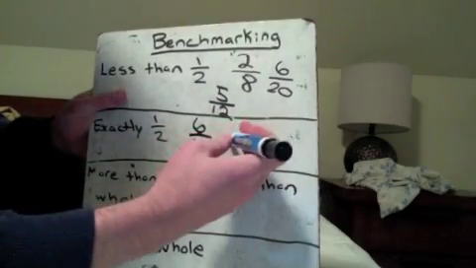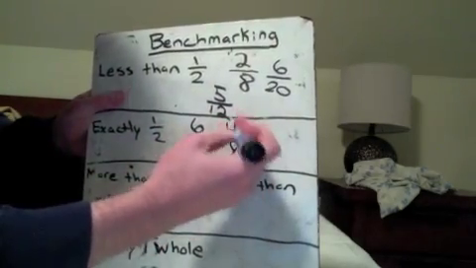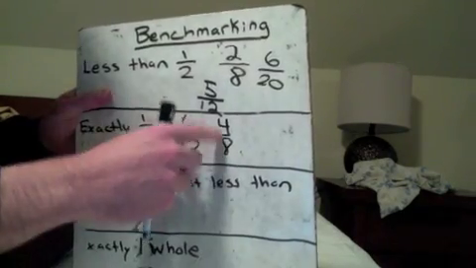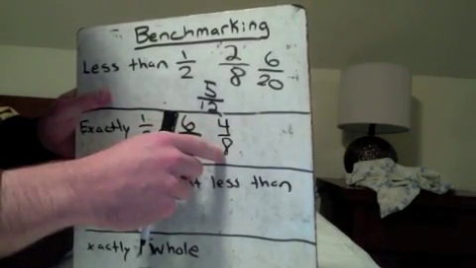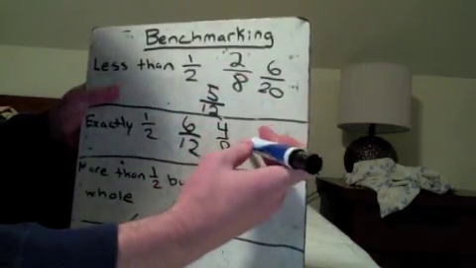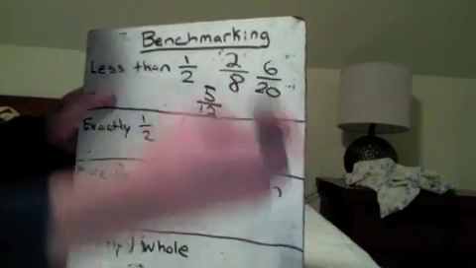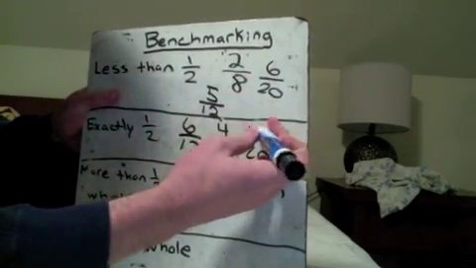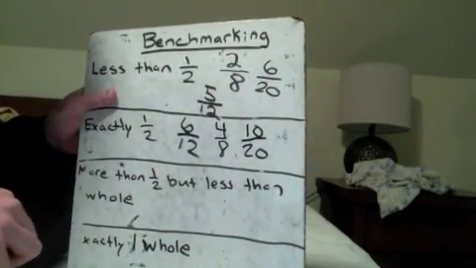If we do eighths, 4/8. That would be exactly half of the pan. Cut into 8 pieces, you have 4. 4 is half of 8. And then if we go to the 20ths, exactly half a pan of 20 would be having 10 brownies.